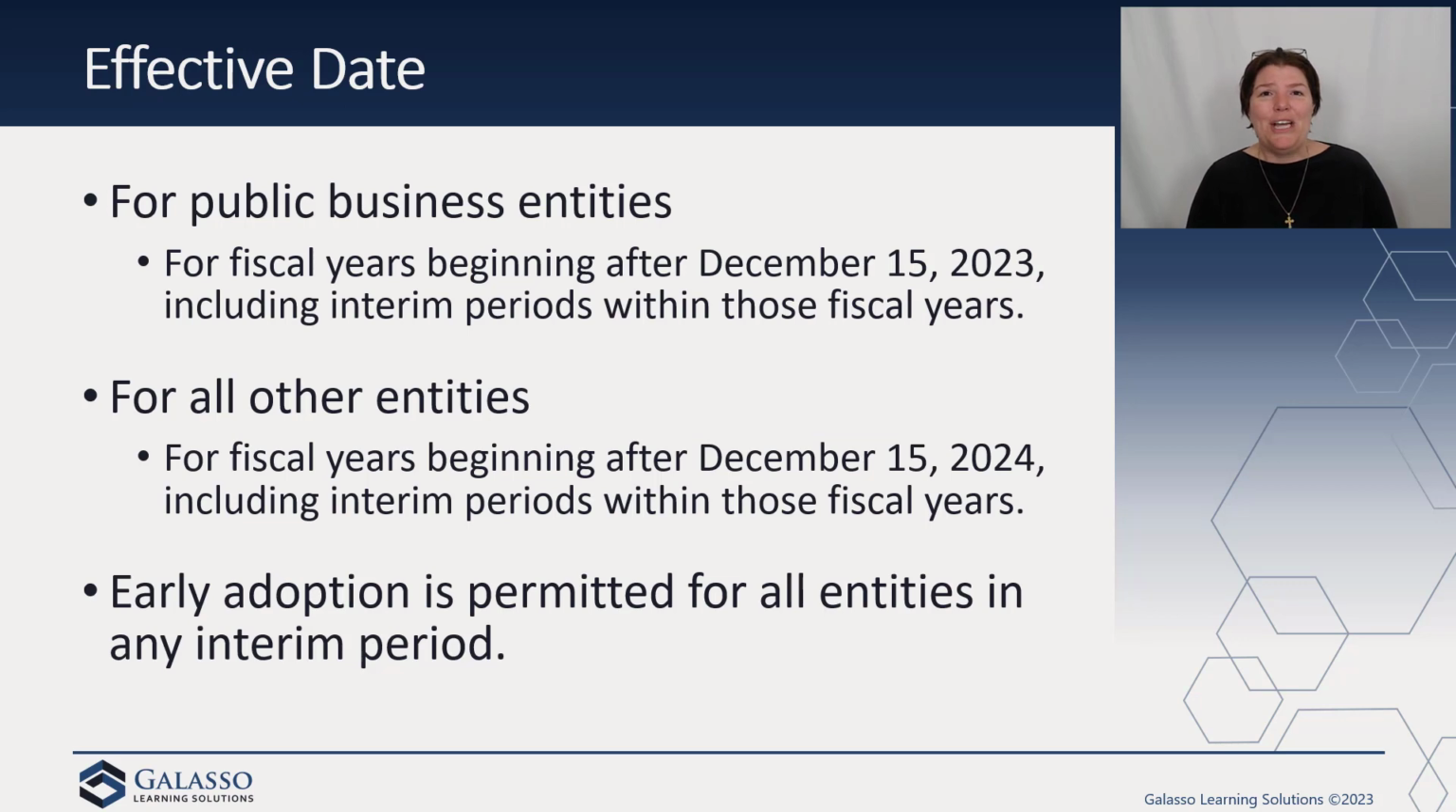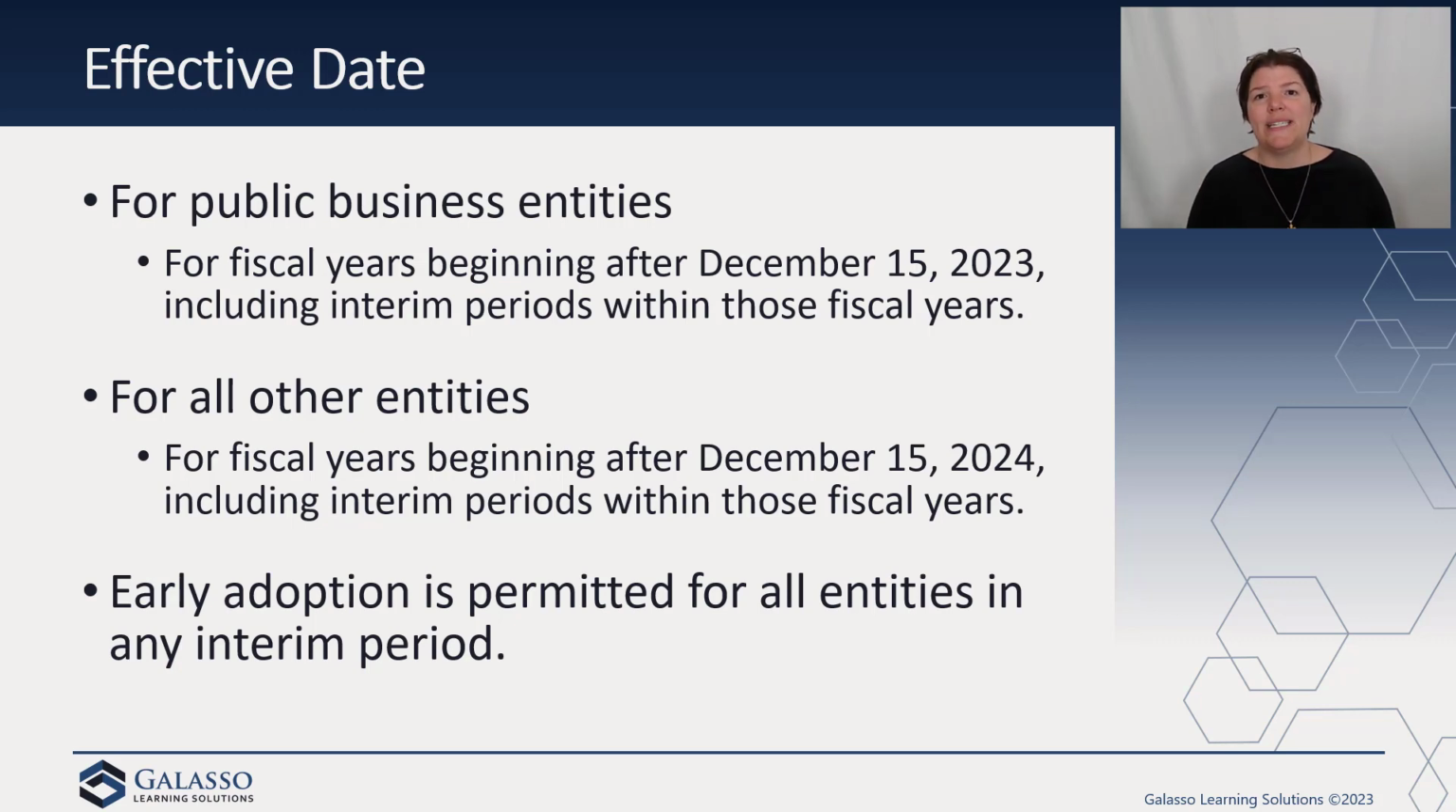All right, so when do we have to do this? Well, if you are a public business entity, this standard is effective for fiscal years beginning after December 15th of 2023, which would be calendar 24. And for everyone else, it would be for fiscal years beginning after December 15th of 24, which would be calendar 25. However, early adoption is permitted for all entities in any interim period. So again, this is a popular option for people.